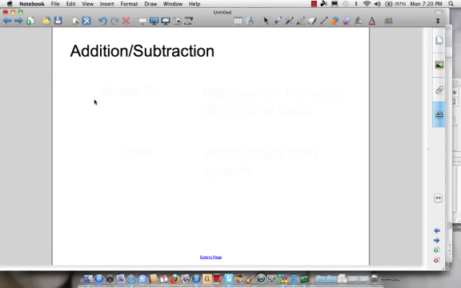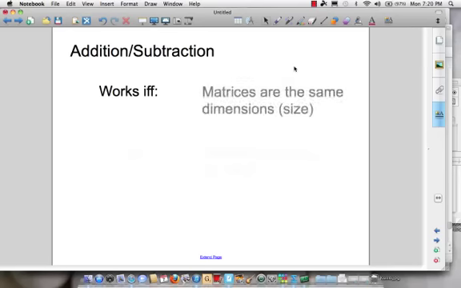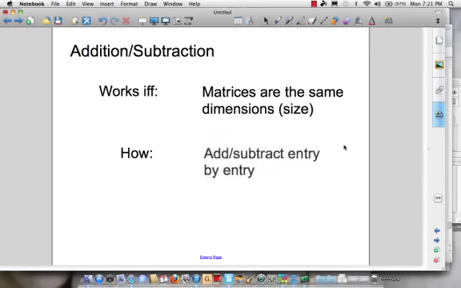So first, for addition and subtraction, when can you do this? Well, it works if and only if the two matrices are the same dimensions or the same size. So anytime two matrices are the same size, you can add or subtract them. And then, of course, you need to know how you're going to do that. Well, in the most obvious way possible, just entry by entry. So on the next screen, we'll look at an example.